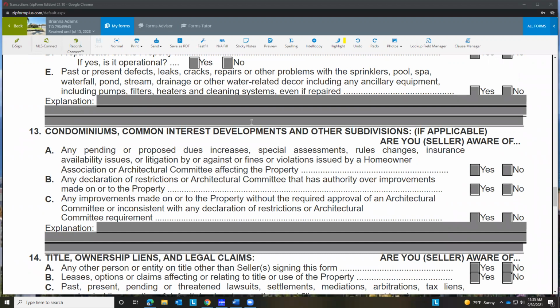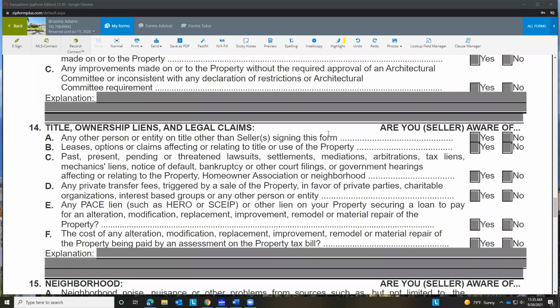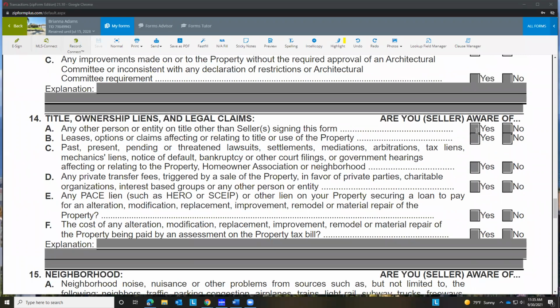14, title ownership, liens and legal claims. Any other person or entity on title other than the sellers signing this form. Make sure you guys, please, please, please order those property profiles before or the day you get your listing. Title gets them to you within like a couple hours. That'll let you know whether somebody else is on title. I have absolutely done listings where it actually turns out the person that thinks they can sell the property is not on title. Or, actually, the three brothers are on title. Or, yes, your wife is on title.